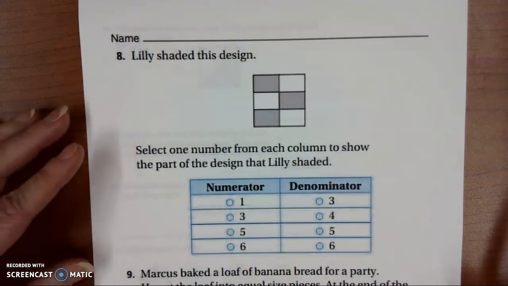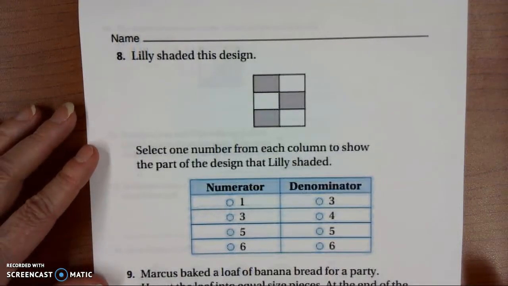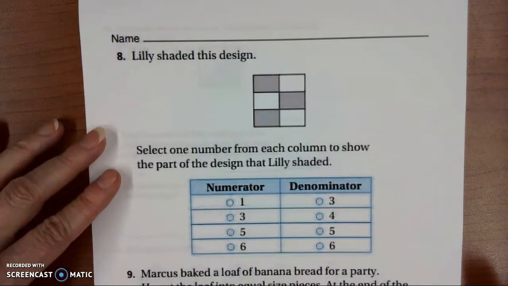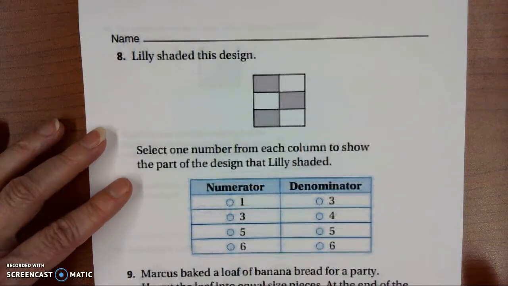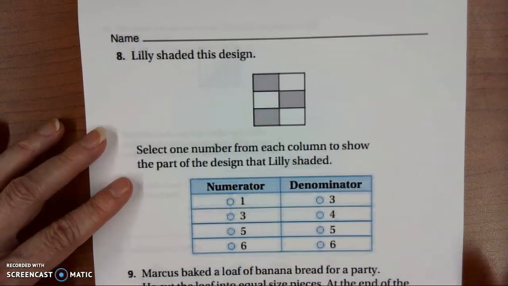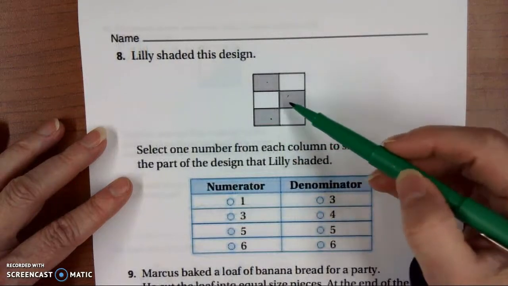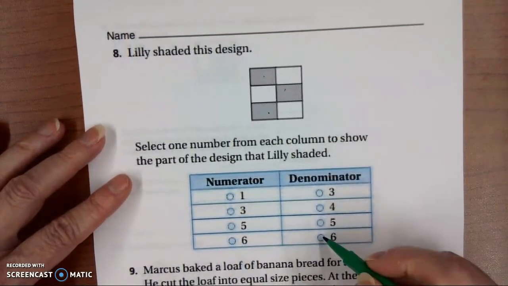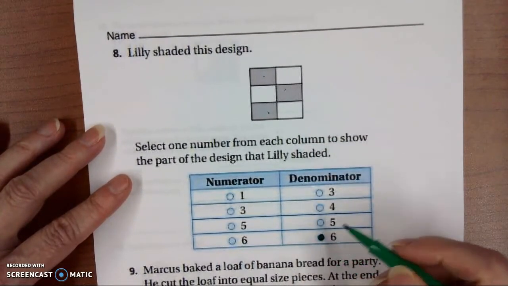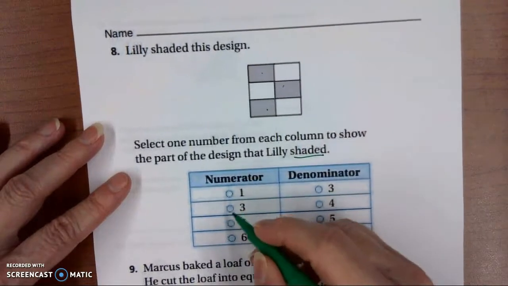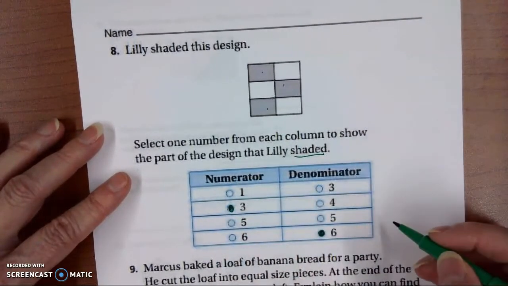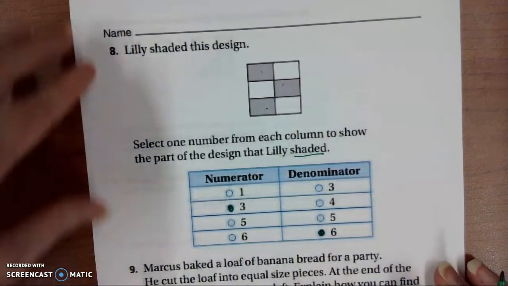This is third grade GoMath, end of the chapter review for chapter 8, and this is part 3. Lily shaded this design. Select one number from each column to show the part of the design Lily shaded. So Lily has 3 parts shaded, and there are 6 equal parts. The denominator tells me how many equal parts, and the shaded amount is 3 parts. So the fraction is 3/6.